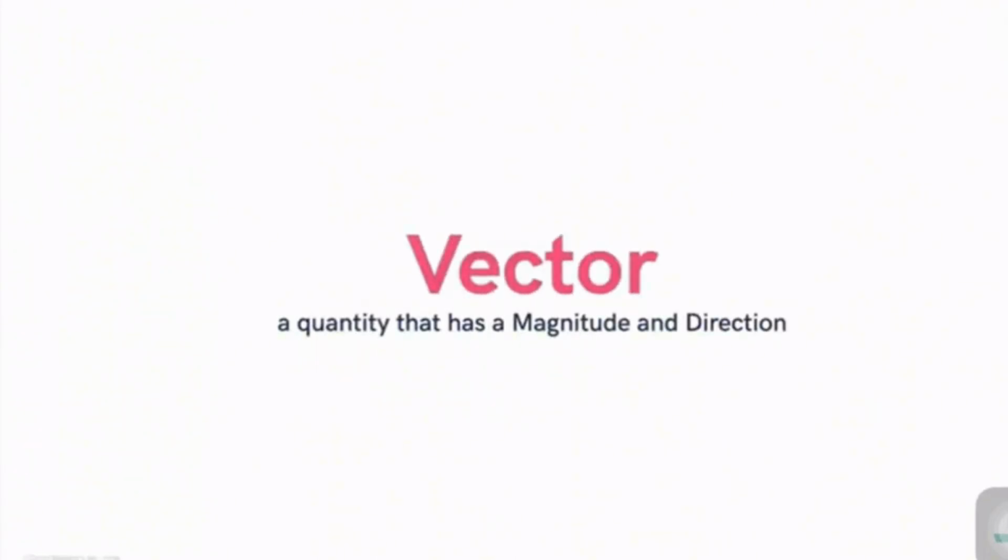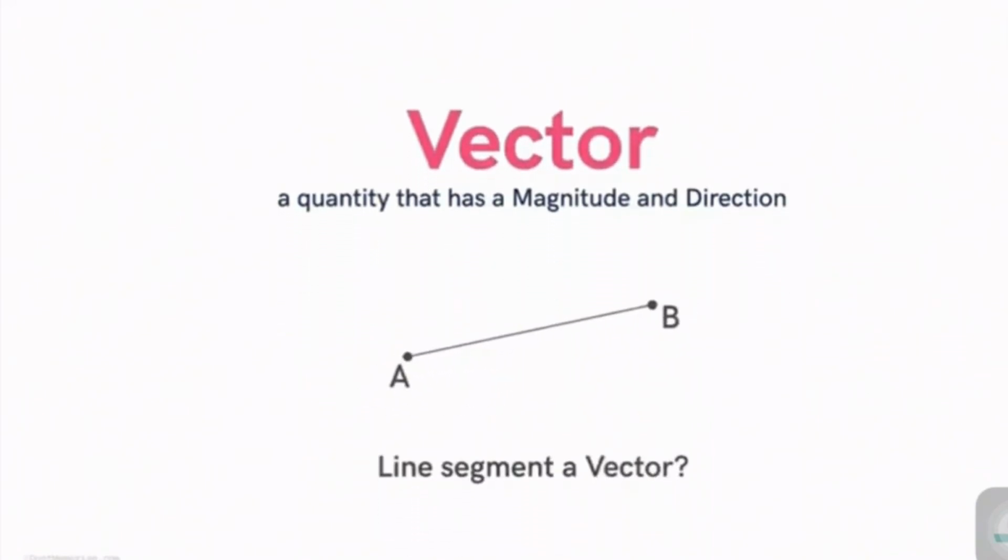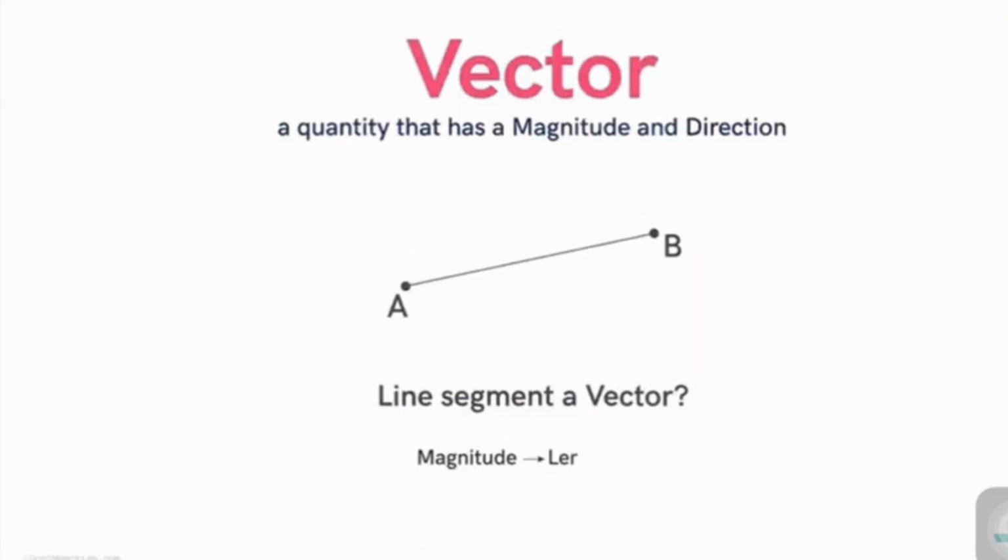Mathematically, a quantity that has magnitude as well as direction is called a vector. Let's consider one abstract example of it. Tell me, is a line segment a vector? No, right? A line segment has only magnitude, that is, length, but no direction.